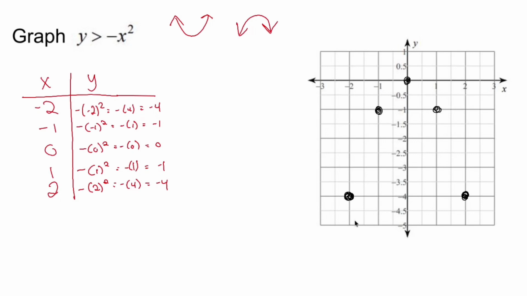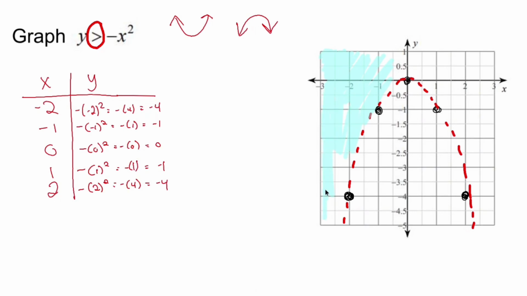Now this is an inequality, right? And the inequality that we're given is greater than or equal to. So one thing we have to remember is when we draw our curve, it's going to be a dashed line, like so. And not only that, we also care about everything above. Since it's greater than, there's going to be shading. So we're going to shade above the curve, not inside the curve, above the curve.